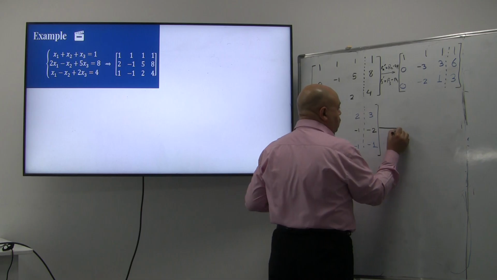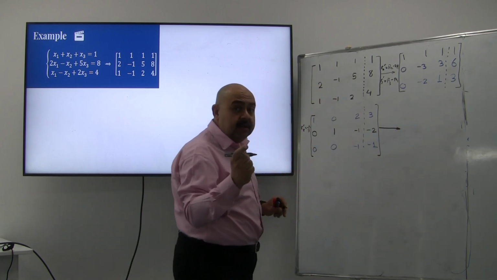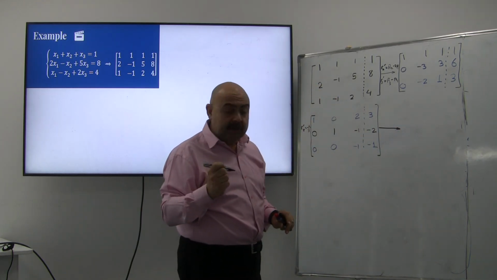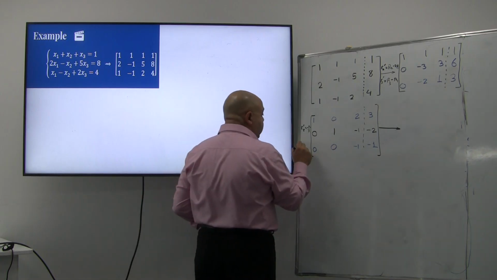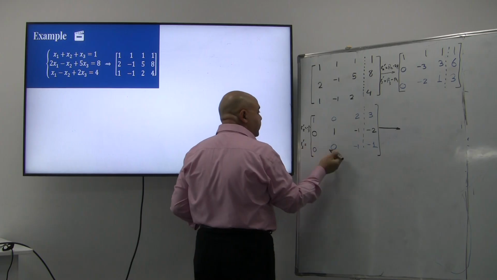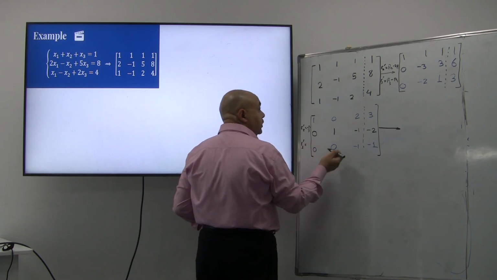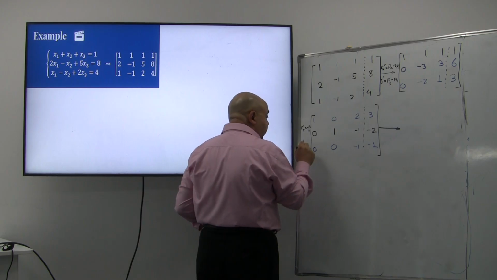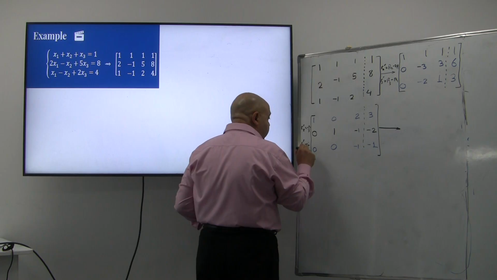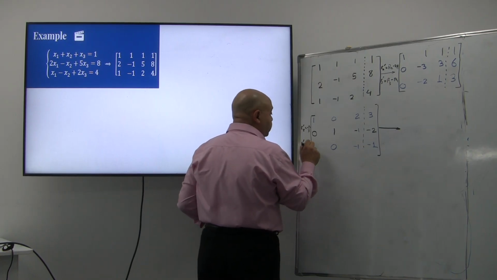Okay. Also, I can write the new operations that we did. That R3 dash, how did you get R3 dash? We multiplied R2 by +2 and added it on R3. So I'm going to write R3 plus 2 of R2.